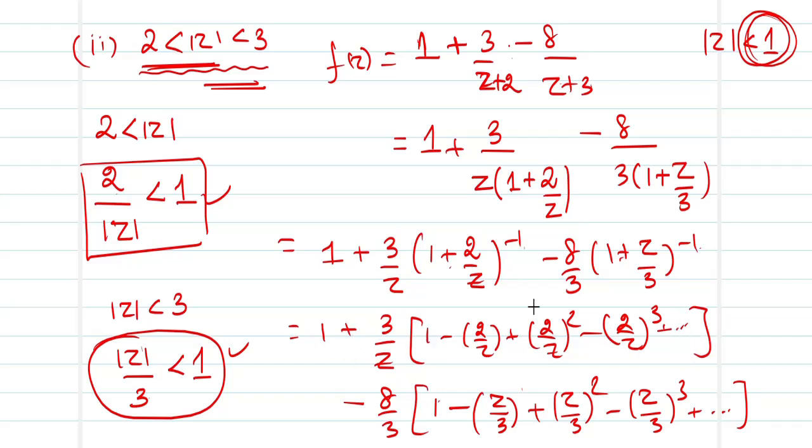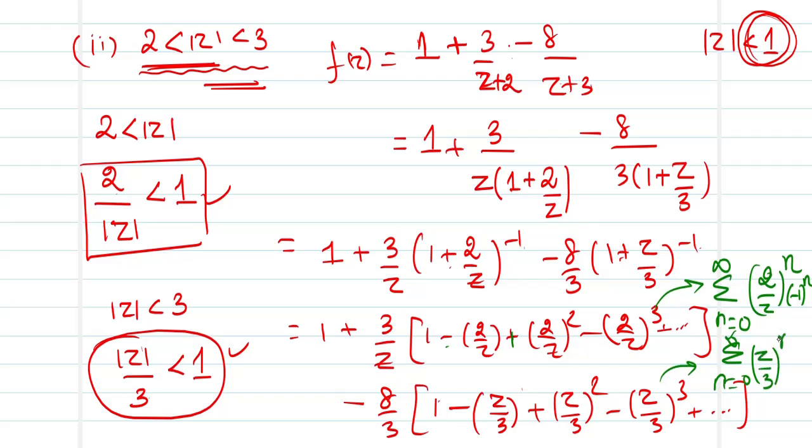Now I need to write it in the format of summation. How can I write it in the format of summation? I can do this as summation n varying from 0 to infinity (2 by z) the whole to the power of n. So this is my expansion, but I need alternately positive and negative signs, so I multiply it by (-1) power n. And how about the next series? This is summation n varying from 0 to infinity. The series is generated by (z by 3) the whole to the power of n.